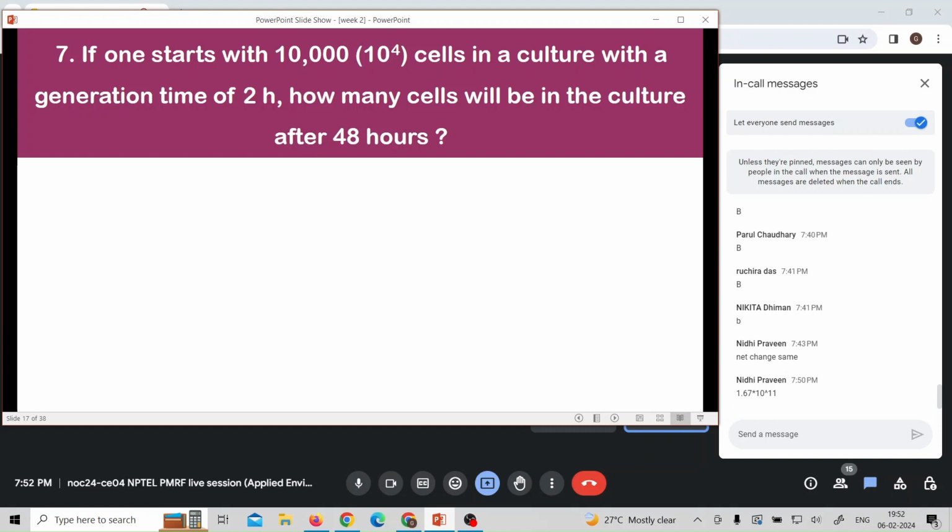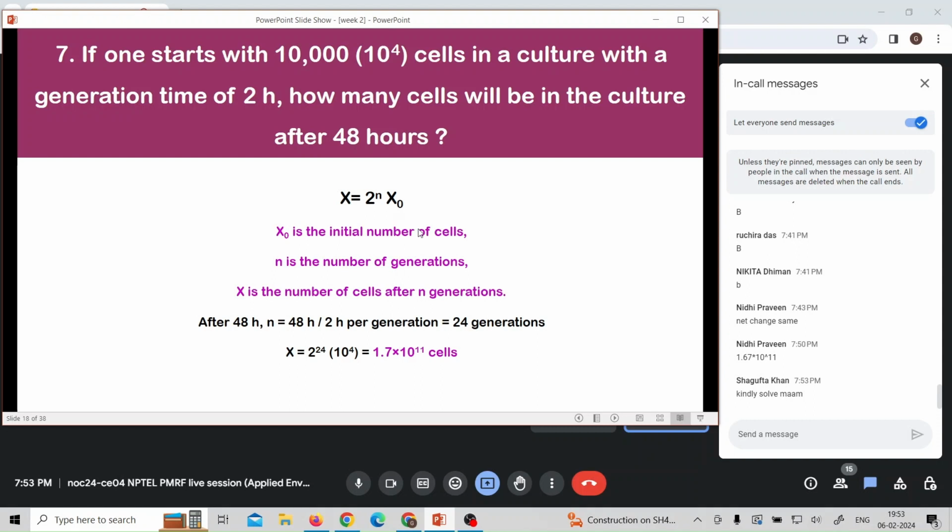Okay, so here is the solution for this problem. When you have to solve any problem with a generation time that is being given, you have to use this relation where the number of cells that are present after n generations will be equal to 2 power n into the initial number of cells that are present. So the answer is very simple.